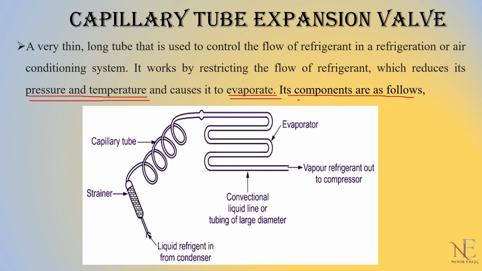Its components are as follows. What components can you see here? This is a strainer. It is not the capillary tube, but you can say it is a part of it. The liquid refrigerant entering the capillary tube is strained, meaning it is filtered. A strainer is nothing but a filter. Then this is the capillary tube, which is basically known as the expansion valve. It is further sent to the evaporator, and from the evaporator to the compressor, and the cycle repeats.